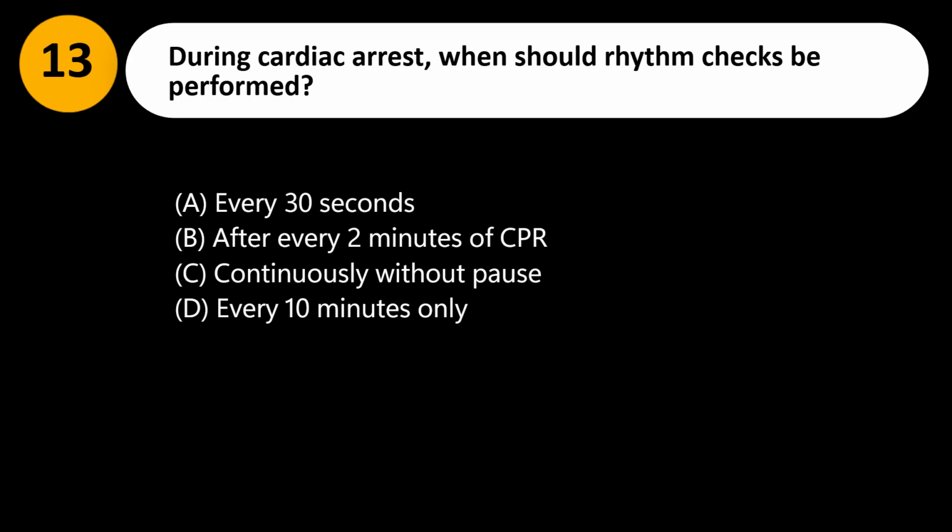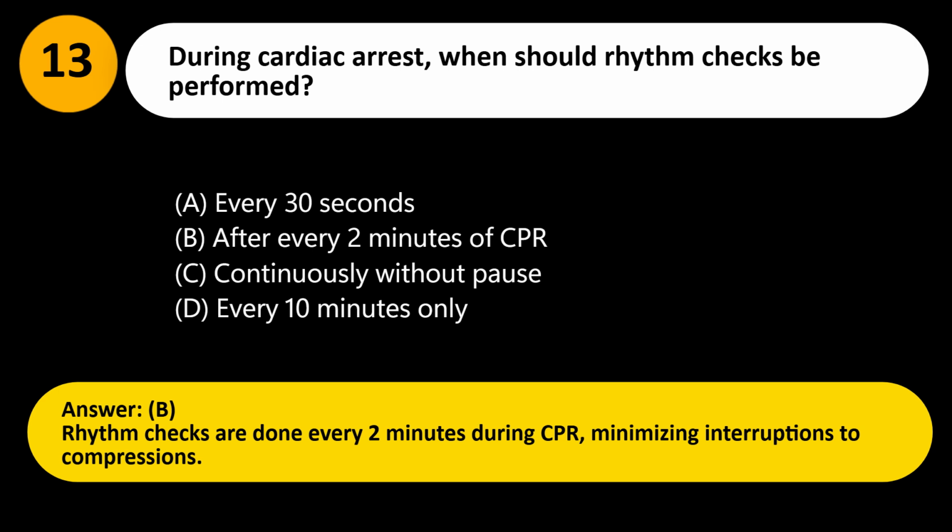After every 2 minutes of CPR. C. Continuously without pause. D. Every 10 minutes only. Answer, B. Rhythm checks are done every 2 minutes during CPR, minimizing interruptions to compressions.